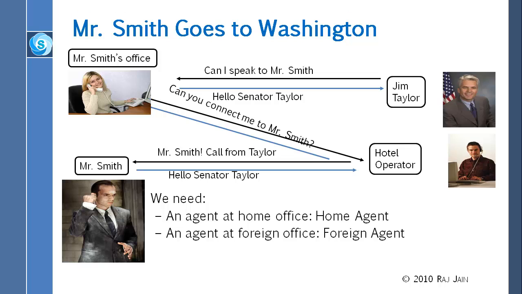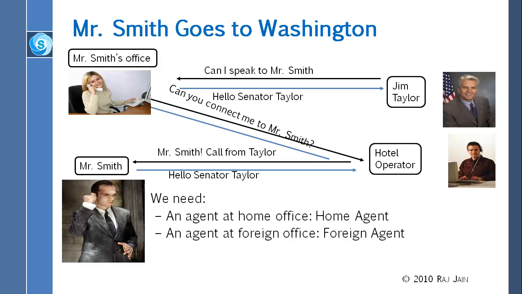and says, can you connect me to Mr. Smith in room XYZ? And then Mr. Taylor doesn't even know that he's talking to Mr. Smith in a hotel room, right? This is what we do today, is that the assistants provide you connectivity when you're out.